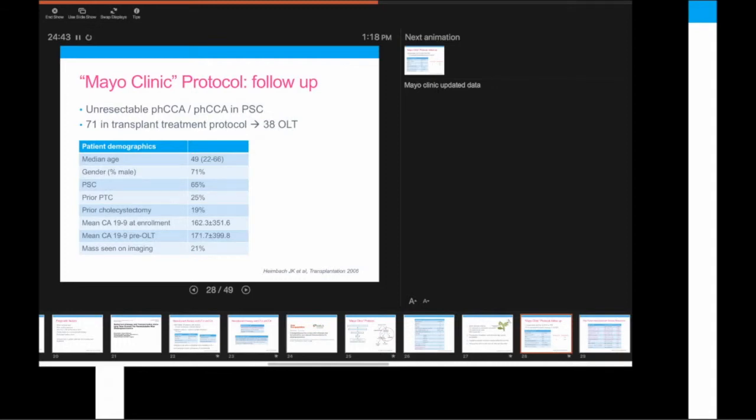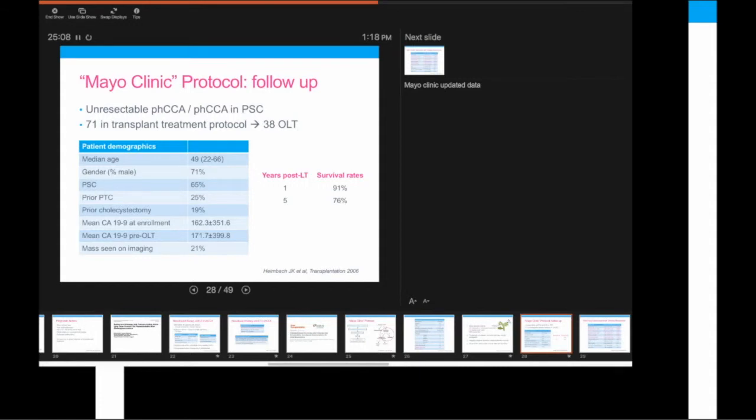65% had PSC, 25% had a prior PTC, 19% had prior cholecystectomy, and the mean CA19-9 at enrollment and pre-transplant were above 100. 21% of these patients had a mass seen on imaging. What they found is that at 1 year post-transplant, the survival rate was up to 91% in these patients. And at 5 years post-transplant, they had a 76% survival rate, which is significantly improved compared to all the other previous studies.